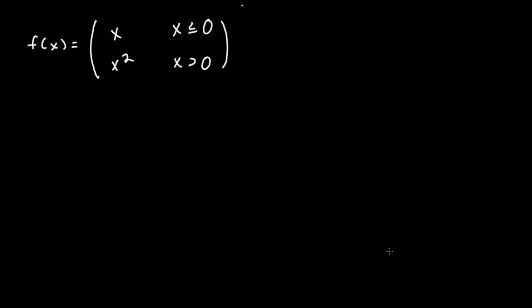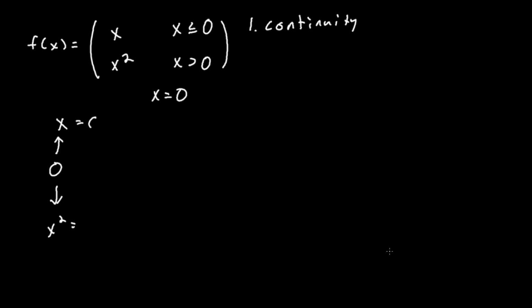Let's see if this function is continuous. So let's check for continuity first. And the intersecting point is x equals 0. So we plug in 0 to both of the functions. So 0 into x and 0 into x squared are both equal to 0. Therefore, this function is continuous.